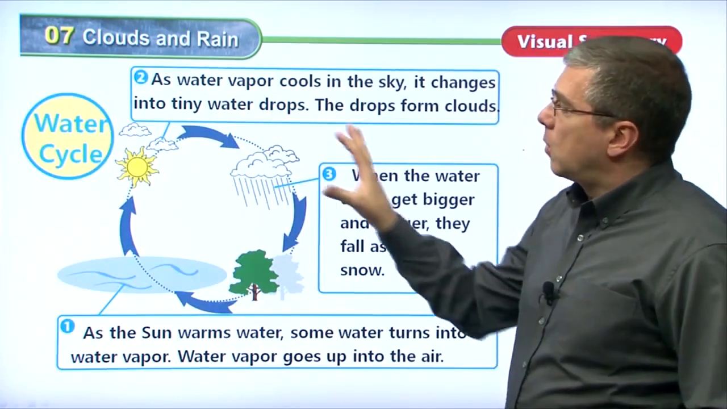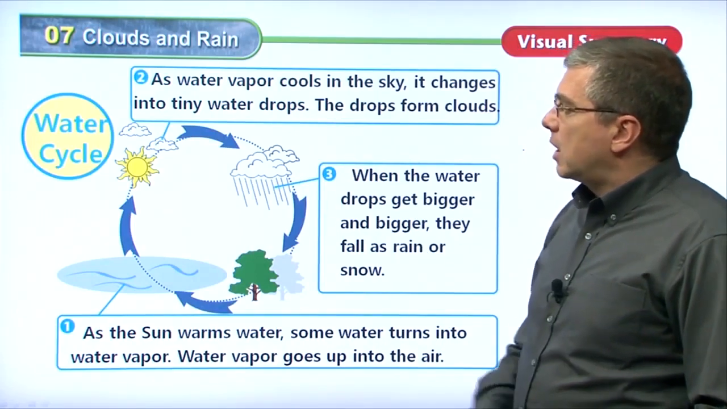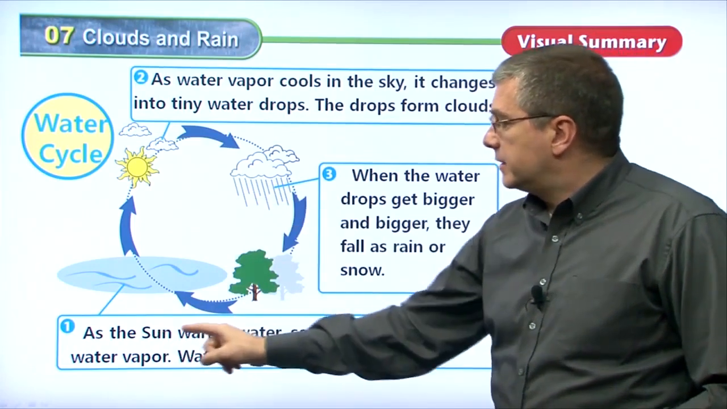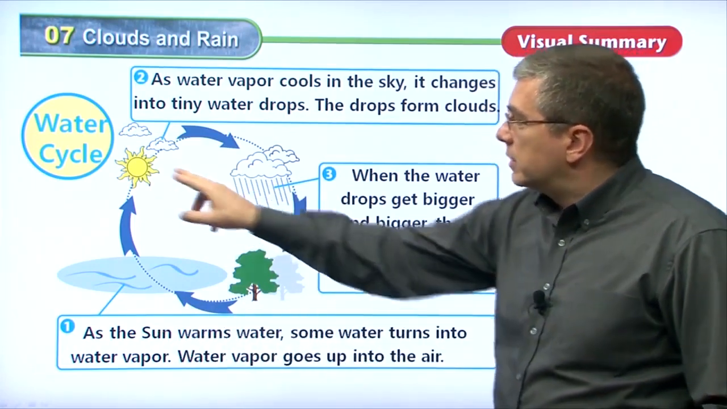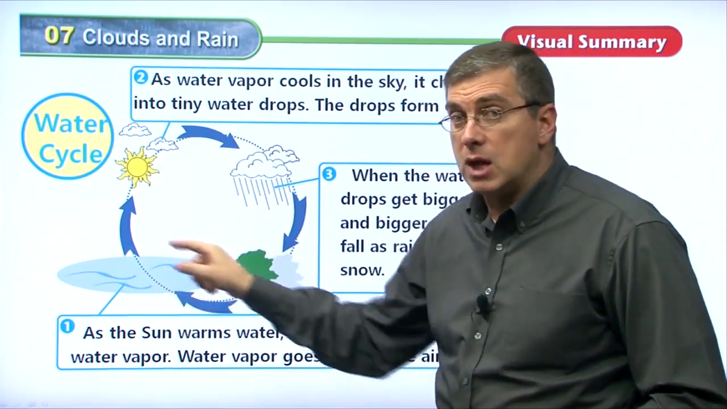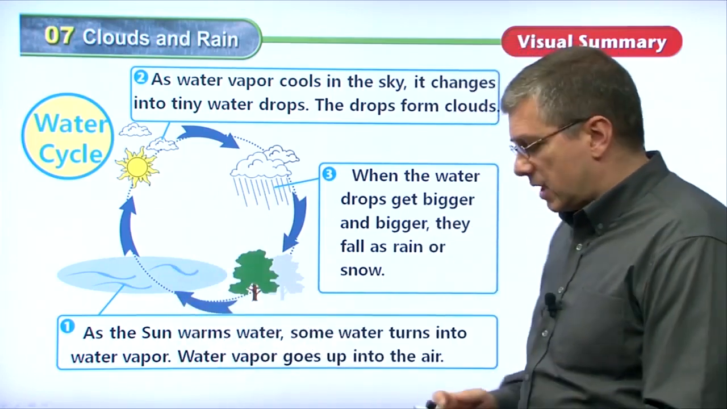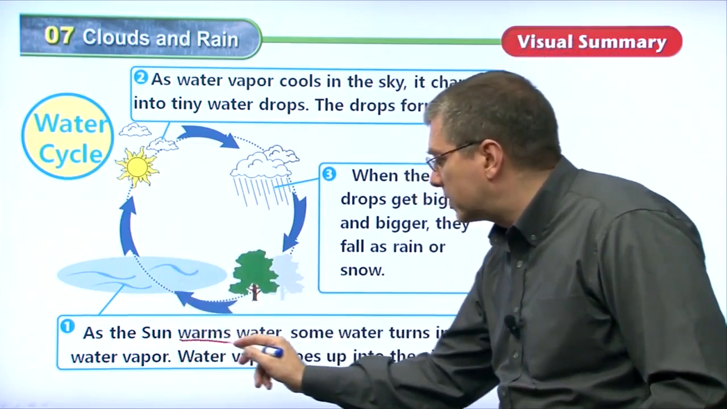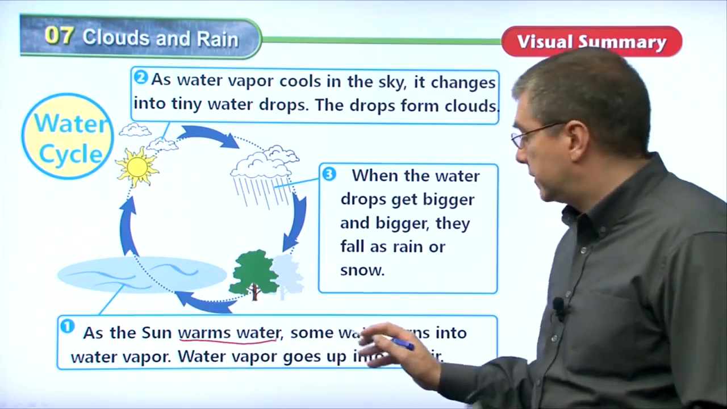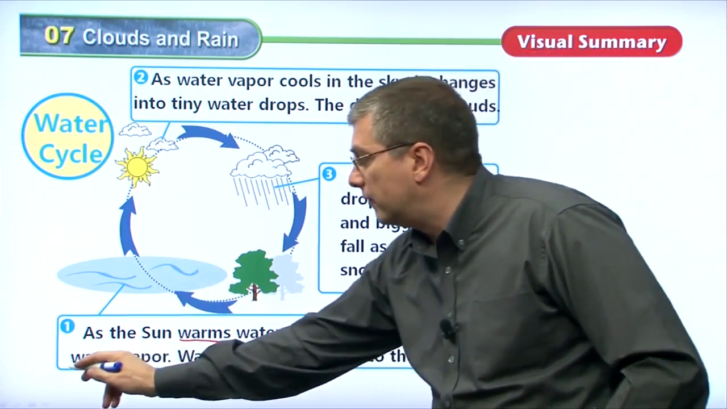Now, here we have the water cycle. We have a diagram. This is a good chart here. We'll start down here with the first stage of the water cycle. As the sun warms water, so the sun is warming the water in the lake or the pond or the ocean. The sun is beating down, it's getting hotter and hotter. So as the sun warms water, makes the water warmer, some water, not all the water, but some water at the surface, some water turns into water vapor.